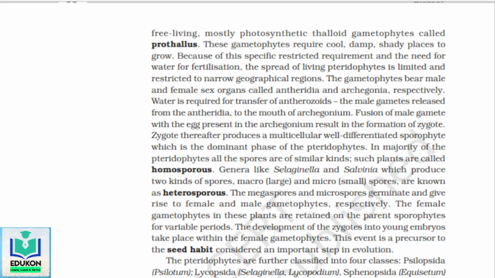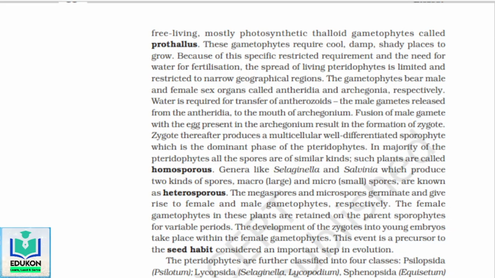The megaspores and microspores germinate and give rise to female and male gametophytes, respectively. The female gametophyte in these plants is retained in the parent sporophyte for variable periods. The development of the zygotes into young embryos takes place within the female gametophyte. This event is a precursor to the seed habit, considered an important step in evolution.